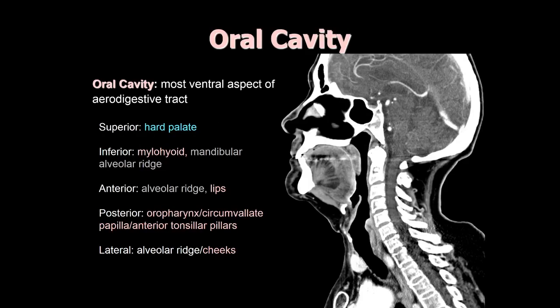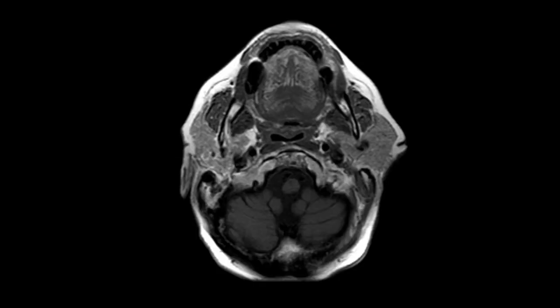Okay, let's move on to imaging anatomy. The oral cavity, as you can see here, is outlined in red. The oral cavity is the most ventral aspect of the aerodigestive tract. It is bounded superiorly by the palate and inferiorly by the plane of the hyoid.